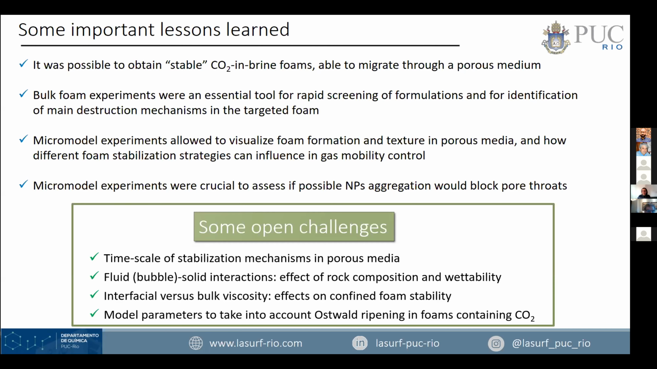Interfacial viscosity versus bulk viscosity is important to separate, to see how each effect can influence the stability of these confined foams in porous networks, and to model the parameters to take into account those while ripening in foams containing CO2 will be, we believe, an important addition to the simulation of these foams. And we believe that understanding the physical chemistry and the mechanism behind that, making use of both bulk and micro and confined foams, is very important for this modeling.